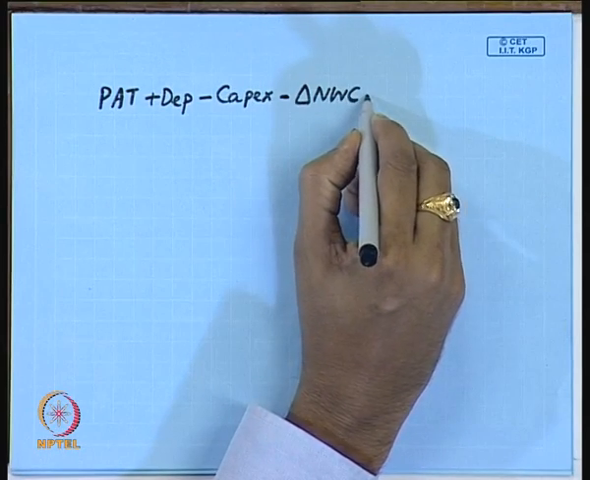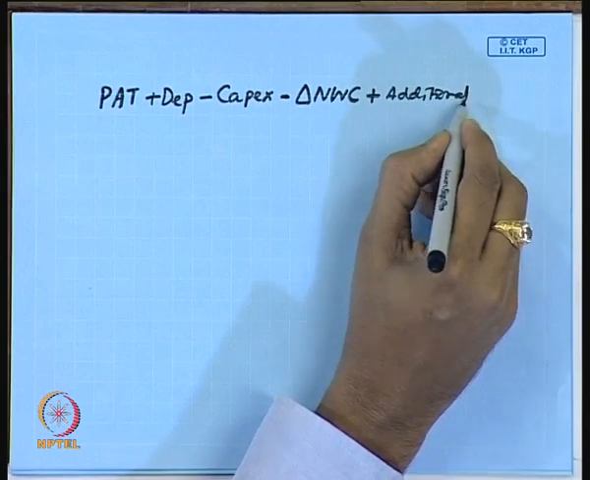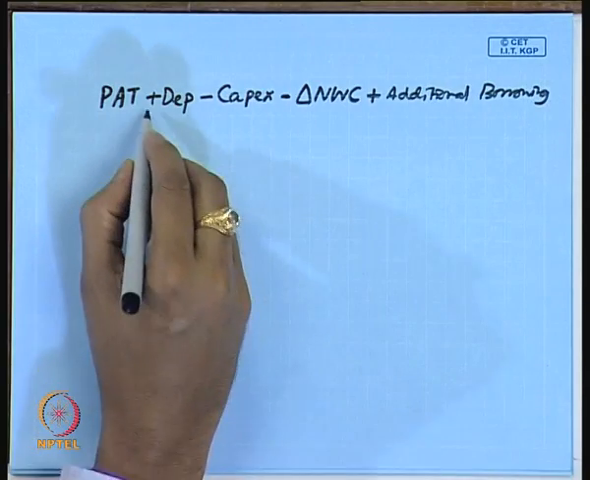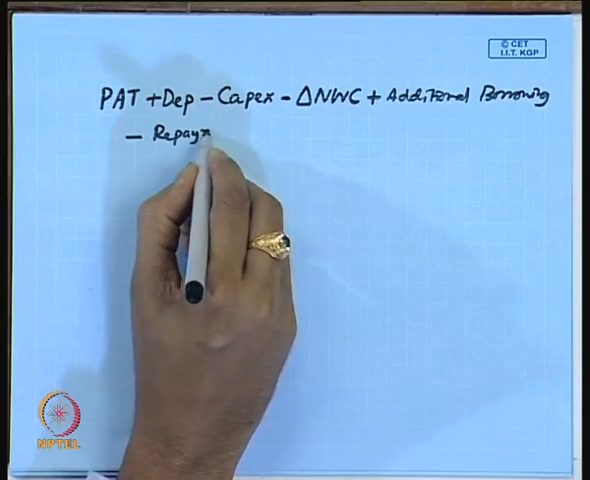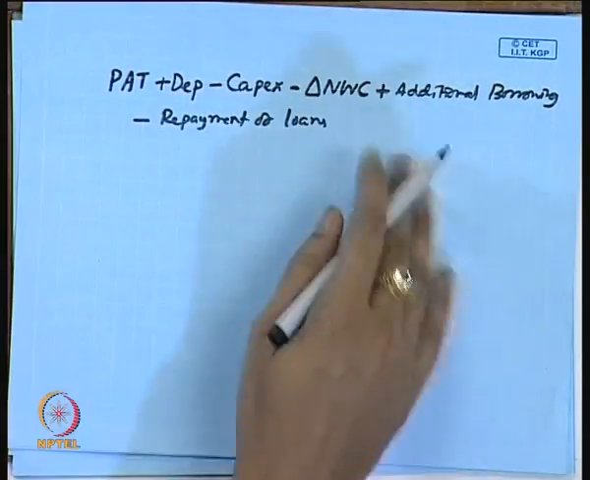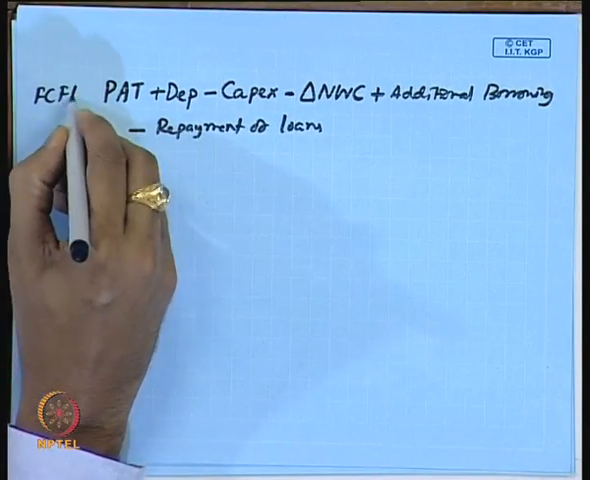Then the company may go for some additional borrowing, because that will also be available for investment, and the company could also go for repayment of loans. Having all those things together gives us the free cash flow to equity.